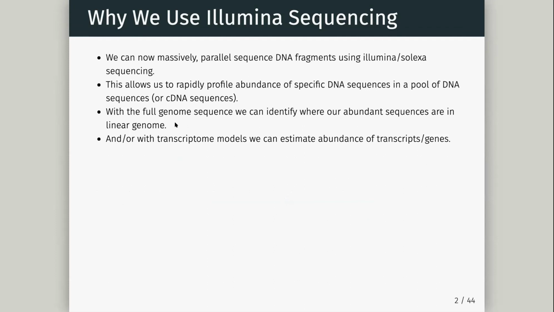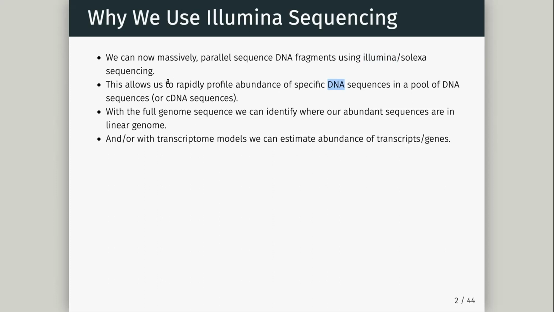So we can now massively parallel sequence DNA fragments using Illumina sequencing. I don't think it's called Solexa anywhere anymore. Just remind us, Solexa was the original company. Illumina, I think, bought them and became the Illumina we know nowadays. This allows us to rapidly profile abundance of specific DNA sequences in a pool of DNA sequences.